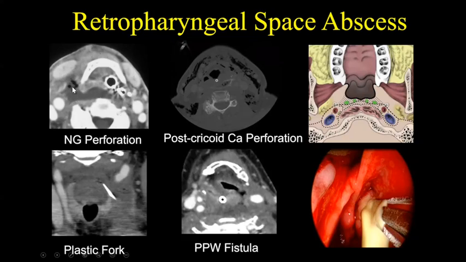There are several causes of abscesses involving the retropharyngeal space as associated with the hypopharynx. This was a patient that had a retropharyngeal space abscess from a nasogastric tube perforation. This patient, unfortunately, had the classic plastic fork break off and pierce the hypopharynx, causing an abscess. This patient had a retropharyngeal space abscess from a post-cricoid carcinoma perforation, and this patient had a retropharyngeal space abscess from a posterior pharyngeal wall fistula.